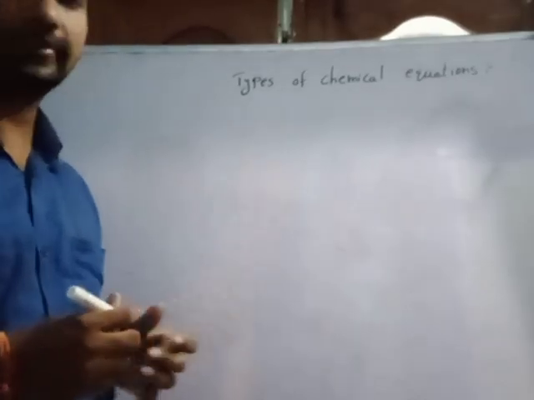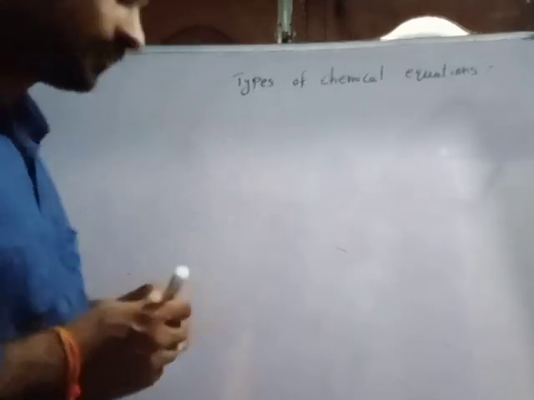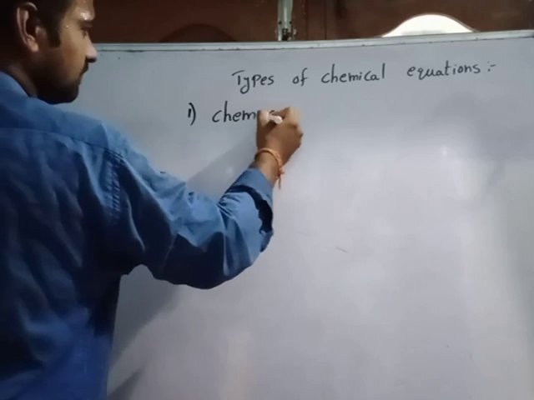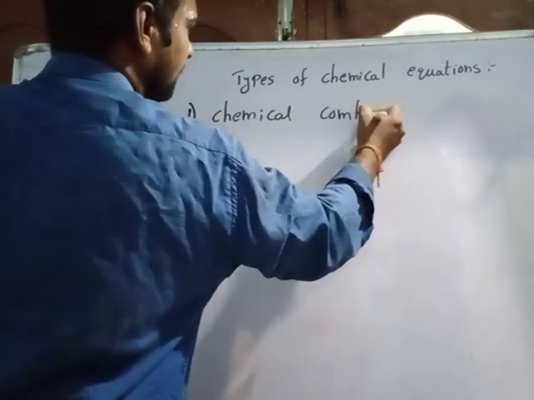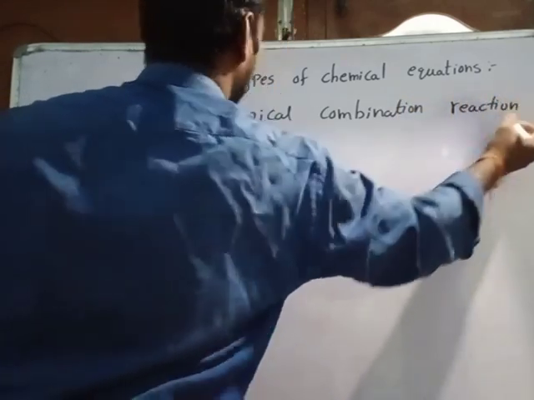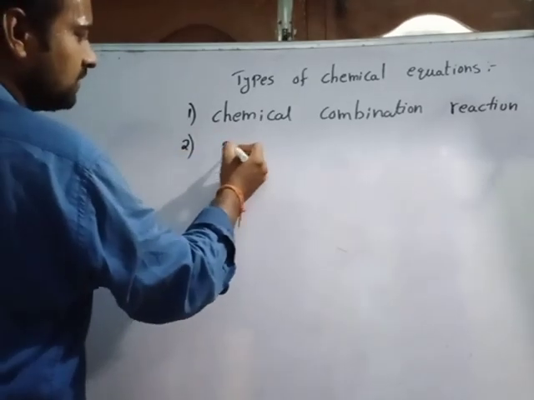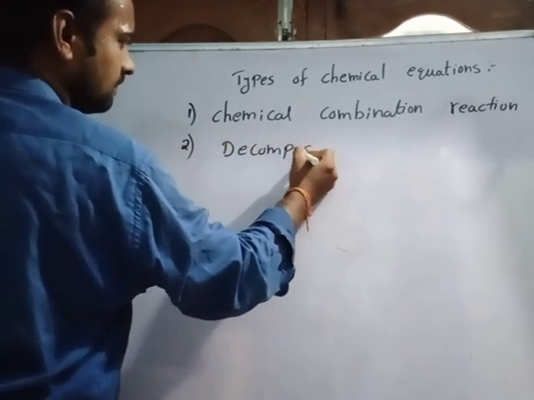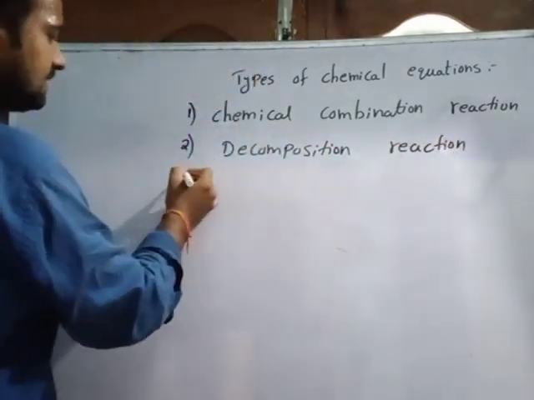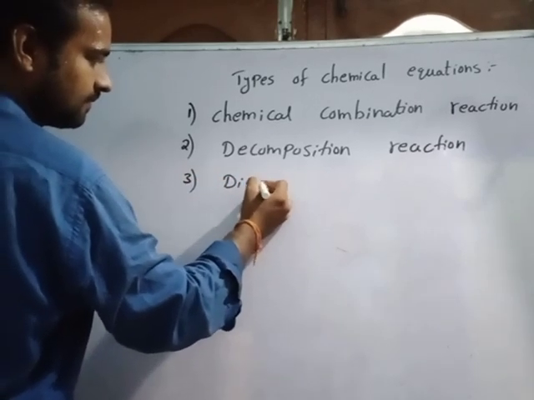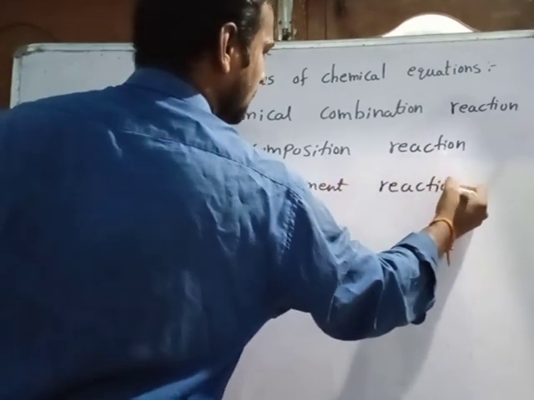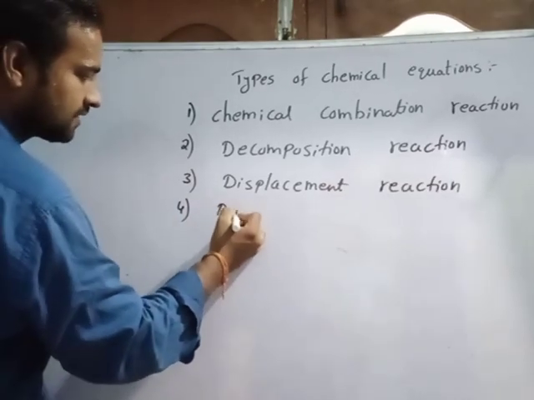Okay, types of chemical equations. There are mainly four types. First one is chemical combination reaction. Second one is decomposition reaction. Third one is displacement reaction. And fourth one is double displacement reaction.